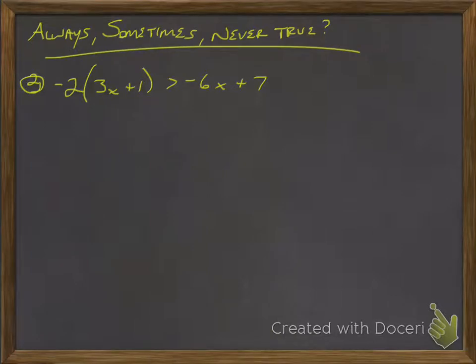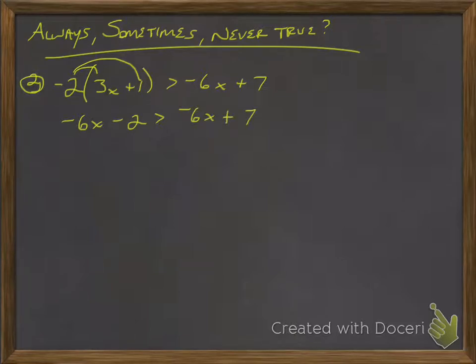Okay, so this one's similar to the equations that ask whether it is always true, sometimes true, or never true. Solve it the same way. So distribute the -2, -6x minus 2 is greater than -6x plus 7.